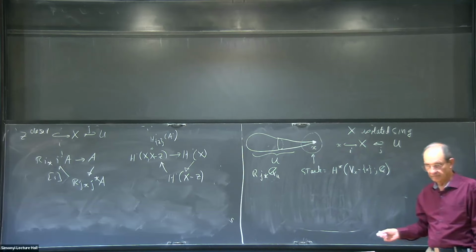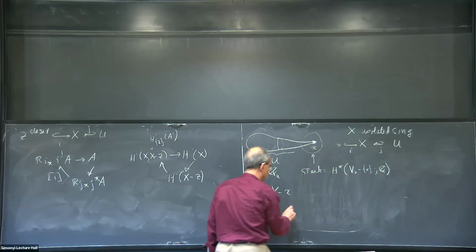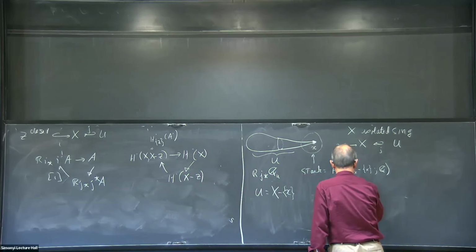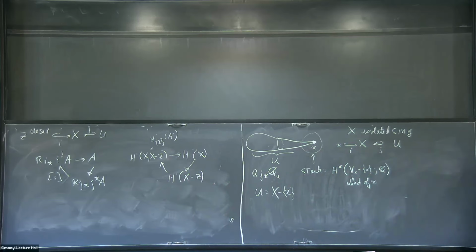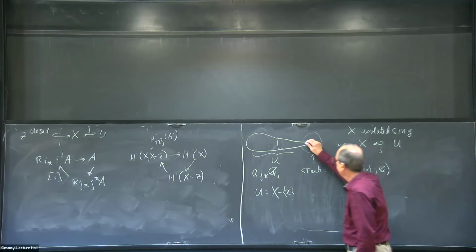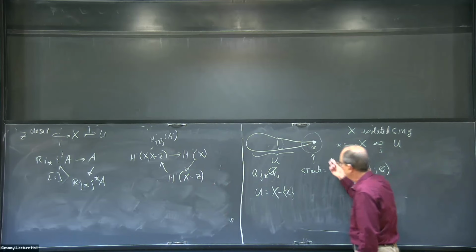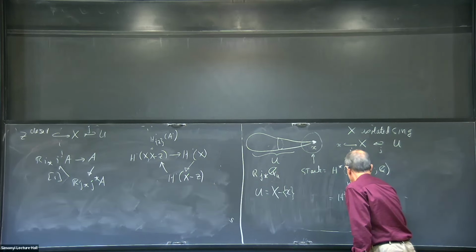U is X minus X. Oh, here's the constant sheaf. Thank you. And Vx is a little neighborhood of X, because these things stabilize as I said. So, well, Vx minus X is a deformation retract, or it's just the link of X crossed with an interval. So this is the cohomology of the link of X.